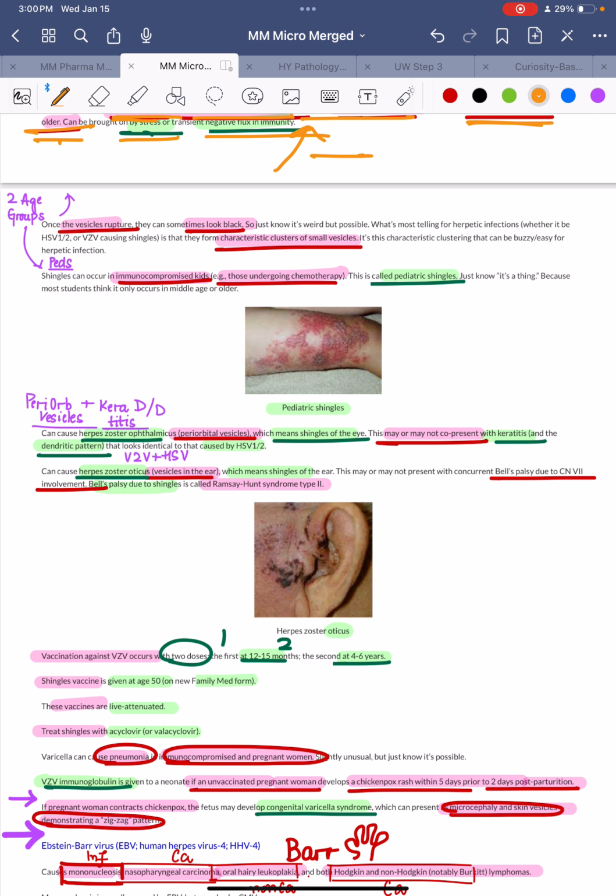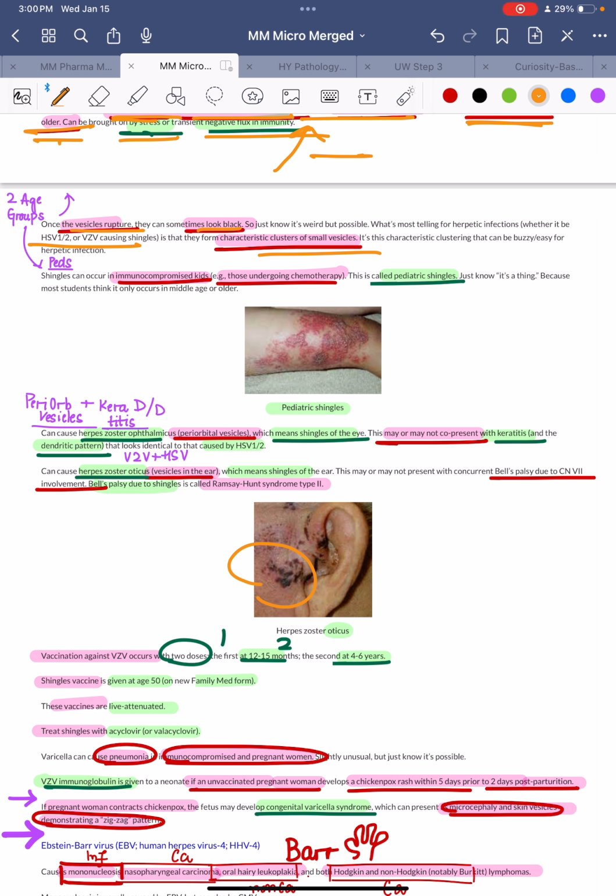Okay. So once the vesicles rupture, they can sometimes look black. So that's also possible that the vignette gives you some sort of eschar form, just like you can see over here, that after the rupture of the vesicles, they have actually turned black. But the characteristic clusters of small vesicles is basically for HSV1 or 2 or, of course, the VZV, once their vesicles rupture, they can look black, right?